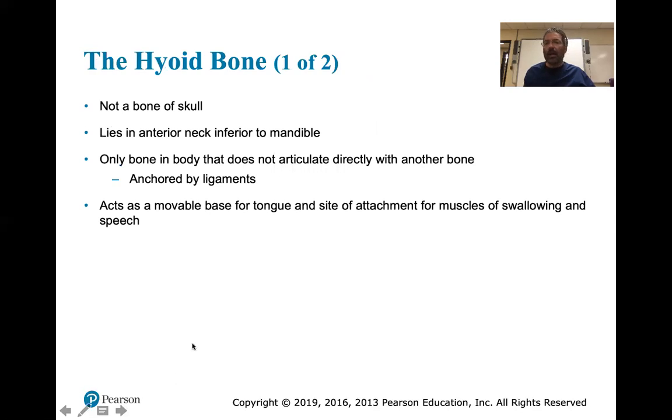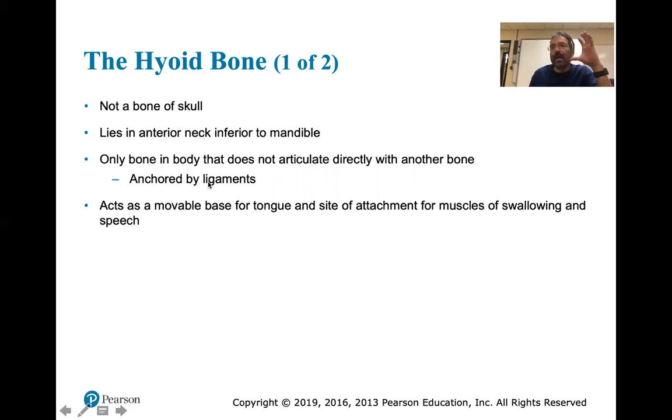All right, the hyoid bone. This is one bone that's there for part of your tongue muscles to attach to. It's free floating. It's the only bone in the body that doesn't articulate with any other bone. It lies in the anterior neck, inferior to the mandible. It's not a bone of the skull. It's just sitting there free formed. It's kind of U-shaped. It's anchored by ligaments.